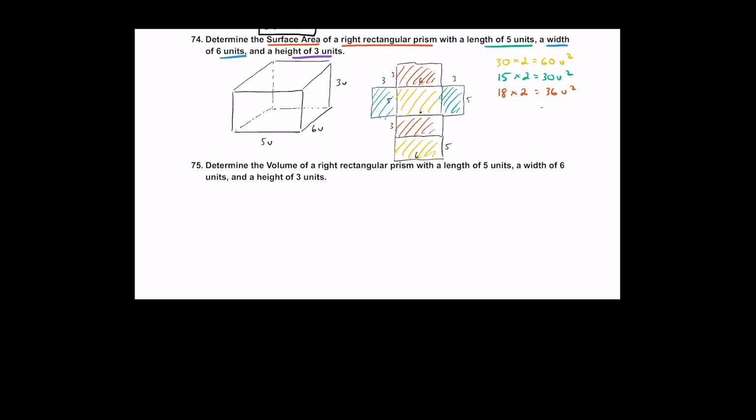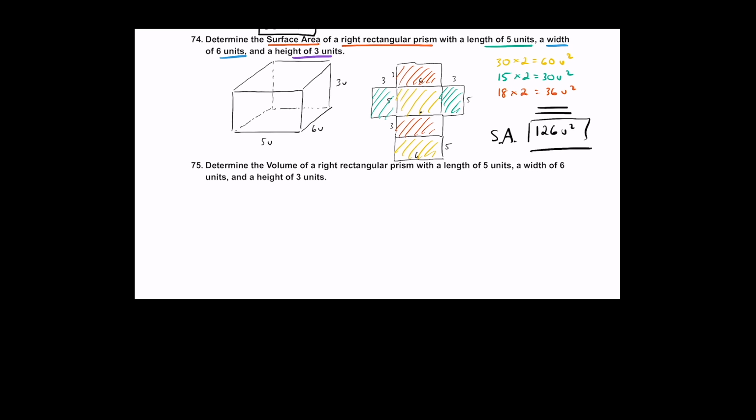And you can go ahead and add them up here. 30 plus 60 is 90. 90 plus 36 is going to be 126 units squared. This would be the surface area of this box. So if you were to take wrapping paper, this is how many square inches would take up the outside of this present if you were wrapping a present.